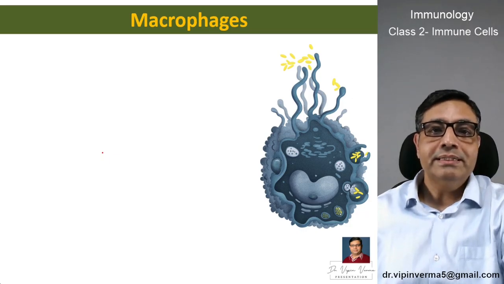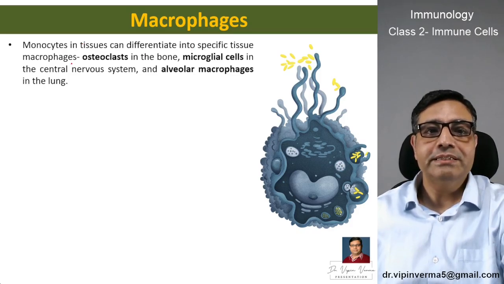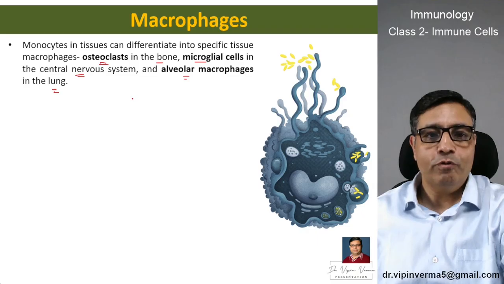Now, the second cell is the macrophage. So macrophages are the differentiated form of monocytes. Monocytes in tissue can differentiate into specific tissue macrophages. For example, in bone we have the osteoclasts. Osteoclast is the name of the bone macrophage. Microglial cell is the name of the central nervous system macrophage. And alveolar macrophage is in the lungs. So these are the tissue specific macrophages.